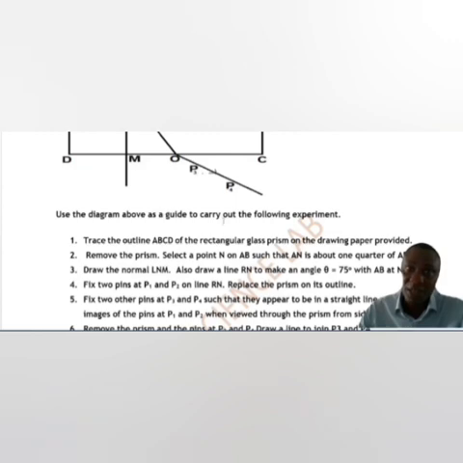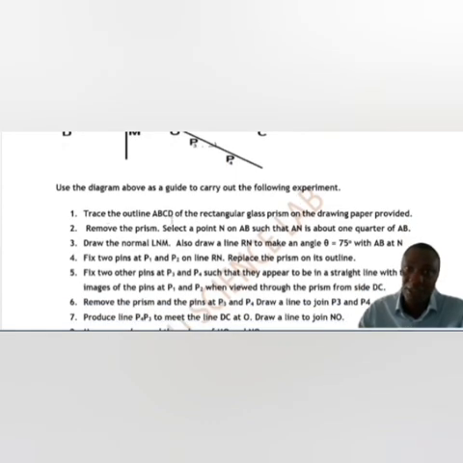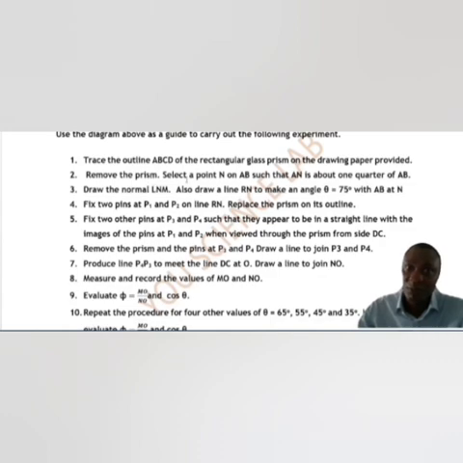Use the diagram above as a guide to carry out the following experiment. Trace the outline ABCD of the rectangular glass prism on the drawing paper provided. Remove the prism. Select a point N on AB such that AN is about 1/4 of AB. Draw the line LNM. Also draw a line RN to make an angle theta equals 35 degrees with AB at N. Fix two pins at P1 and P2 on the line RN.